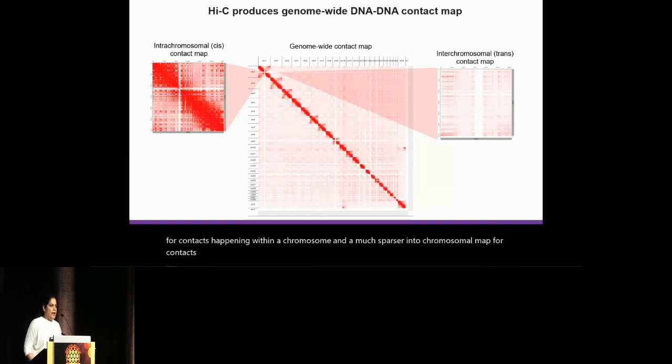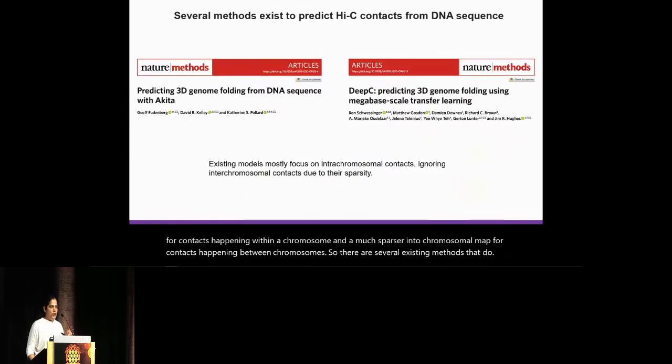So there are several existing methods that do sequence to Hi-C prediction, with Akita and DeepC being the first two models to tackle this task. But these and other methods mostly focus on intrachromosomal contacts because they are more frequent and there's functional relevance, of course, but they ignore interchromosomal contacts, especially because these are very sparse.